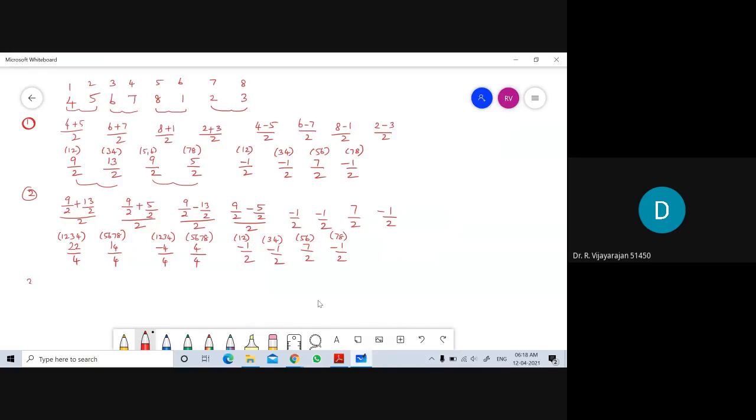Third level, now I think I can work it out directly. It is going to be 36 by 8, that is 22 plus 14, 36 by 8. Then the difference value, 22 minus 14, so it is 8 by 8. The remaining values are as such: minus 4 by 4, 4 by 4, minus 1 by 2, minus 1 by 2, 7 by 2. Based on these two values, I have gone for approximate and detailed coefficients.